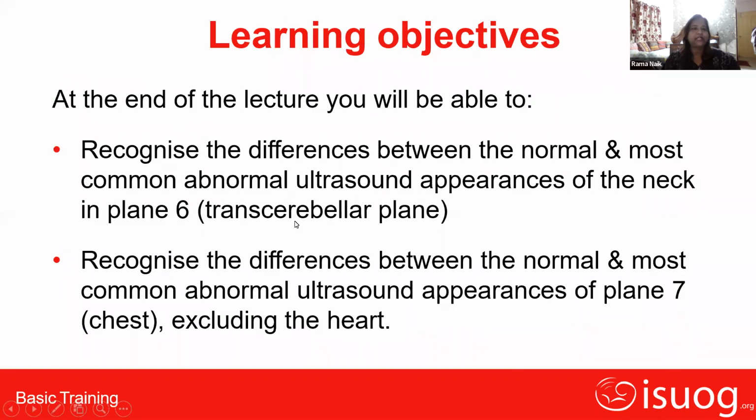So the learning objectives are, at the end of the lecture, you will be able to recognize the difference between normal and most common abnormal ultrasound appearance of the neck in plane 6. Plane 6 is the transcerebellar plane. And recognize the difference between normal and most common abnormal ultrasound appearance of plane 7, that is in the chest, excluding the heart.